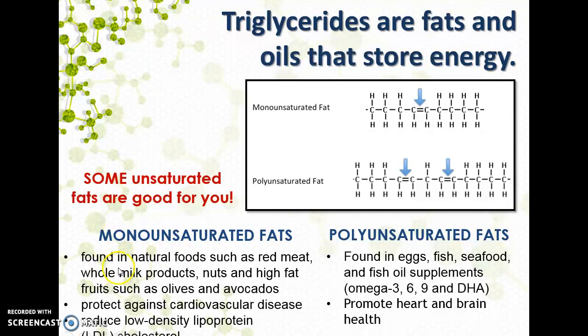Monounsaturated fats are found in natural foods such as red meat, whole milk products, nuts, and high-fat fruits such as olives and avocados. And these are good for you. They protect against cardiovascular disease.